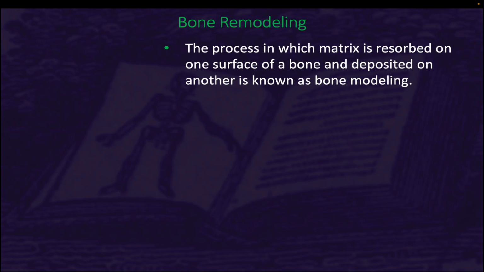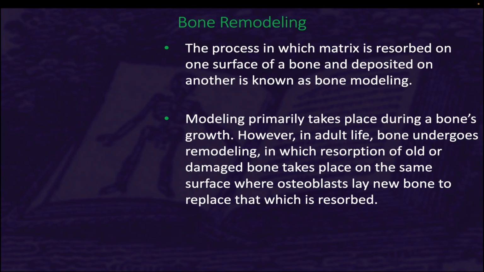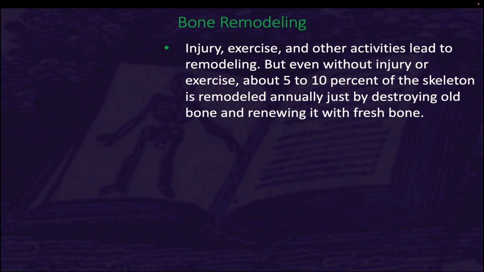The process in which matrix is reabsorbed on one surface of a bone and deposited on another is known as bone modeling. Modeling primarily takes place during a bone's growth. However, in adult life, bone undergoes remodeling, in which reabsorption of old or damaged bone takes place on the same surface where osteoblasts lay new bone to replace that which is reabsorbed. Injury, exercise, and other activities lead to remodeling. But even without injury or exercise, about 5 to 10% of the skeleton is remodeled annually just by destroying old bone and renewing it with fresh bone.